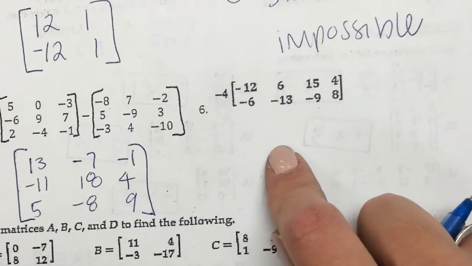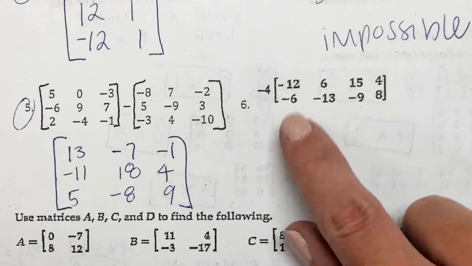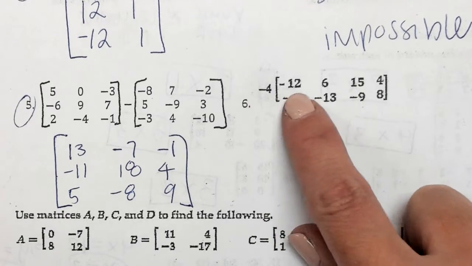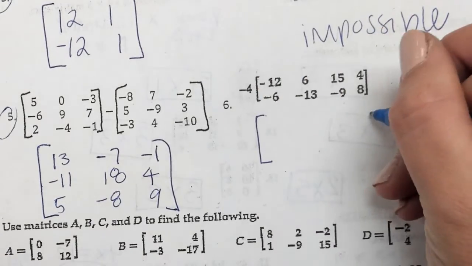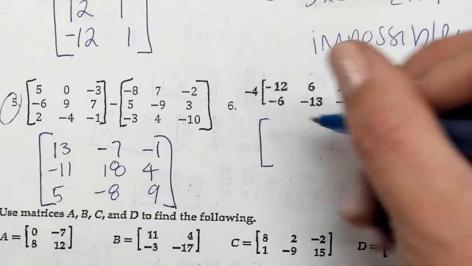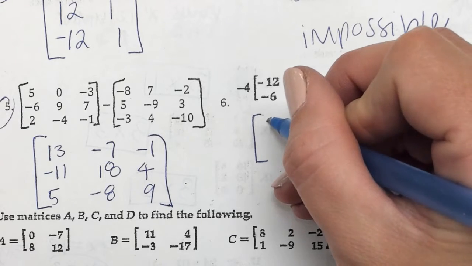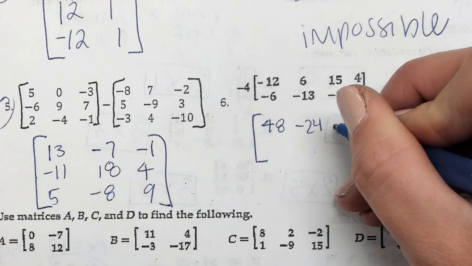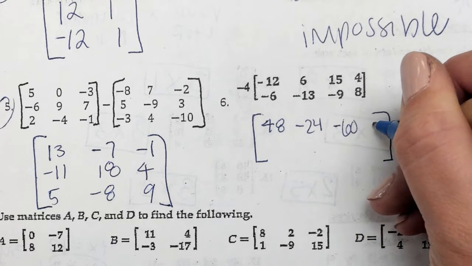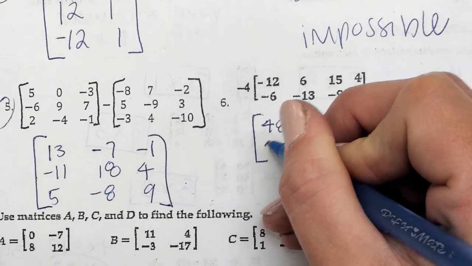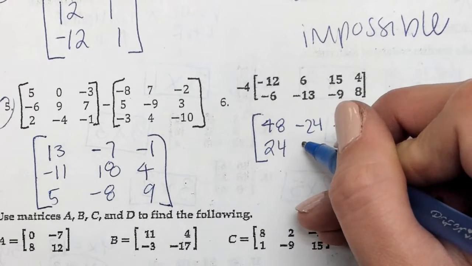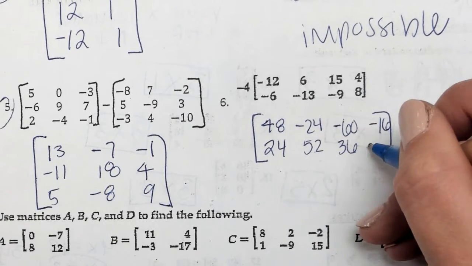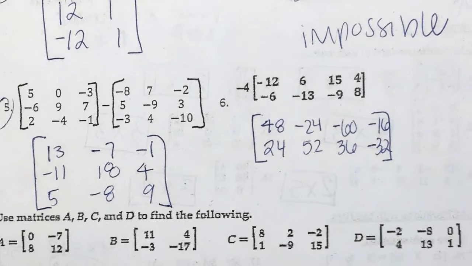Alright, so this one is super easy. We don't have to worry about same dimensions because this is not 2 matrices, just one. And all it wants you to do is multiply each term by -4. So this matrix, tell me what all the new numbers will be. Come on. 48. Go ahead. Good. Go ahead. Okay. And that's it.